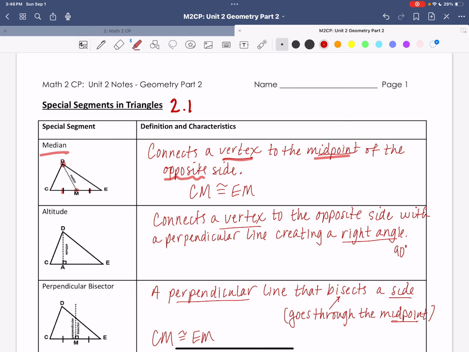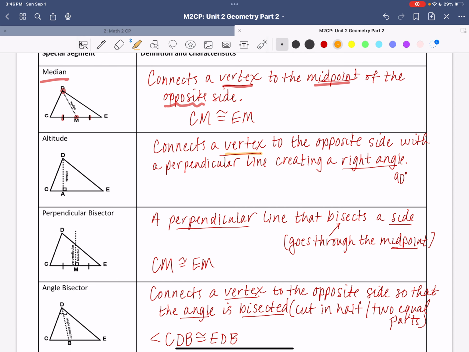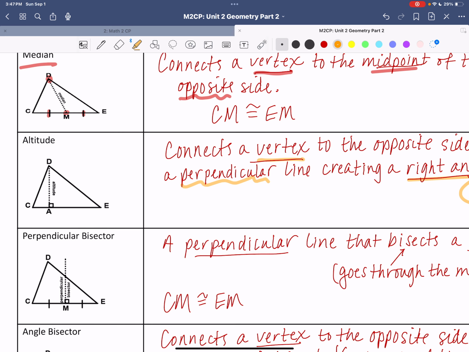Next up is altitude. So the altitude connects a vertex to the opposite side with a perpendicular line, creating a right angle. Remember, right angles are 90 degrees. So let's check that. So vertex here to the opposite side here, and it creates the 90-degree angle that you see right here.